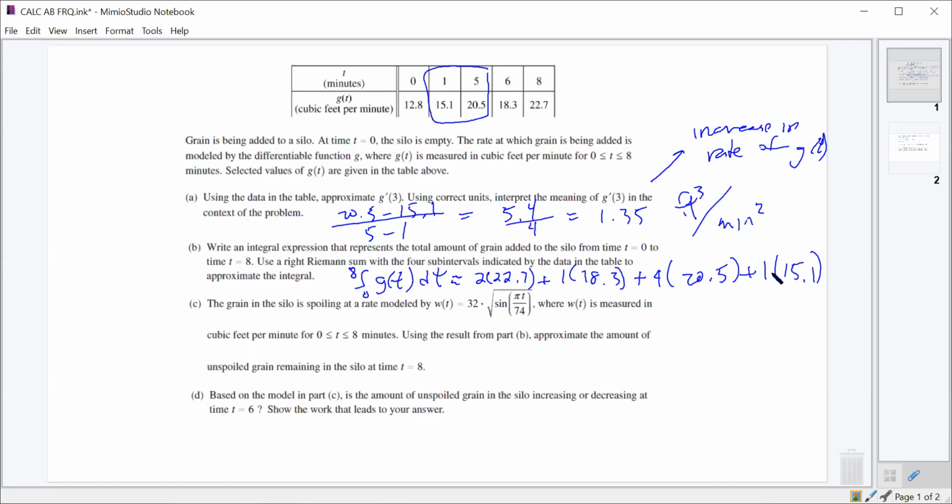And I don't know what that came out to be. Somebody remind me what that came out to be. I got 160.8. That sounds right. I remember that number vaguely from yesterday. Yep. So that was part B.